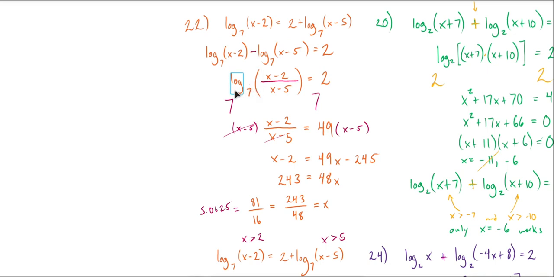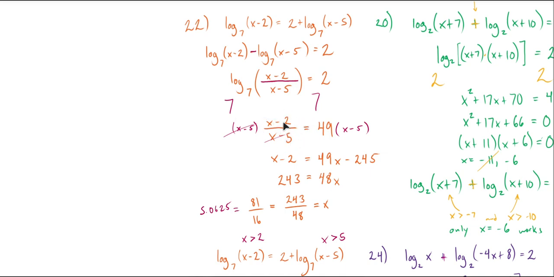So we can take a look at log base 7 of the quotient of x minus 2 and x minus 5. Now that we've isolated the logarithm, we can raise each side into the power of 7. On the right-hand side, this gives me 49, 7 to the 2. On the left-hand side, we have composed something with its inverse, and so they cancel. This gives me just x minus 2 over x minus 5.